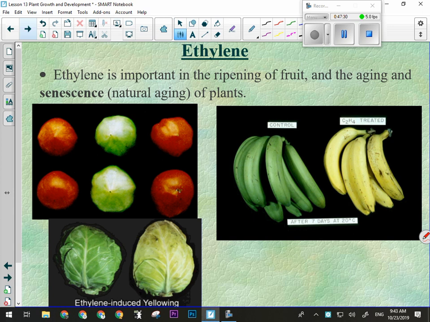If you've ever noticed this, bananas get ripe really quickly. Bananas produce more ethylene gas than any other fruit. So you don't want to have them around other fruits because they will cause them to rot quickly as well. You want to keep bananas away from other fruits. All fruits produce ethylene in small amounts, but bananas are the worst.